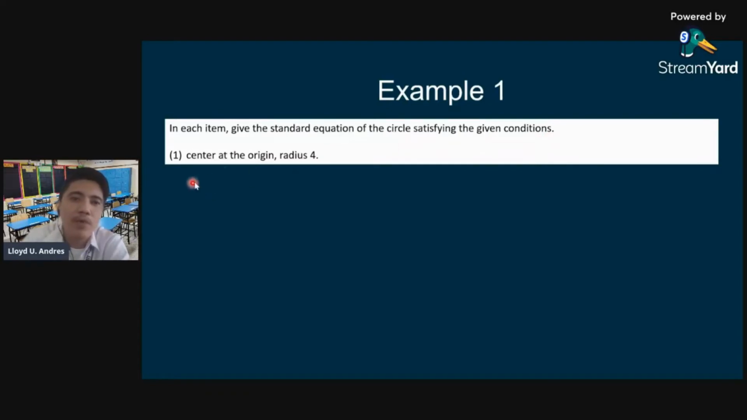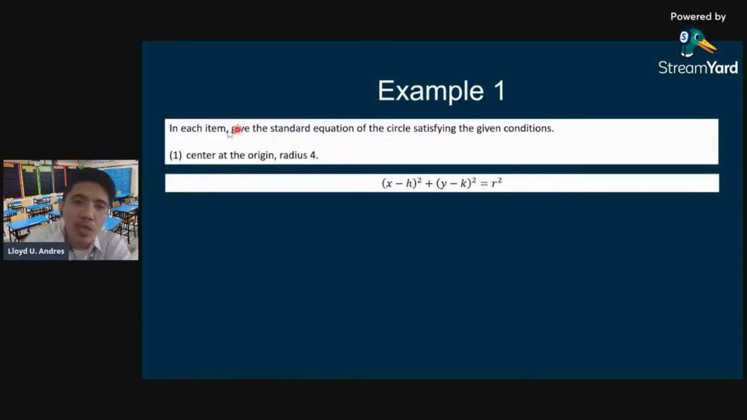Say for example, you have a circle at center at the origin, whose radius is equivalent to 4. To determine the standard equation of this circle, we will use the standard form of the equation of the circle, which is previously derived as the quantity of x minus h squared plus the quantity of y minus k squared equals r squared. And then since our given situation states that the center is at the origin, meaning its center's coordinate is 0, 0.